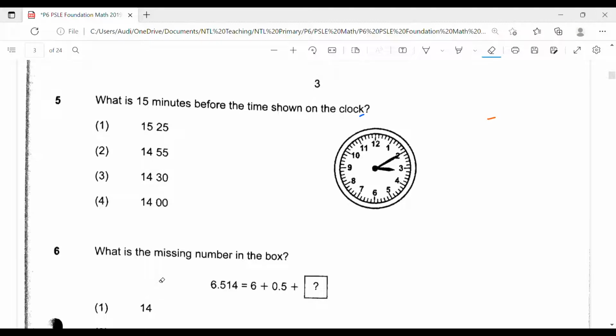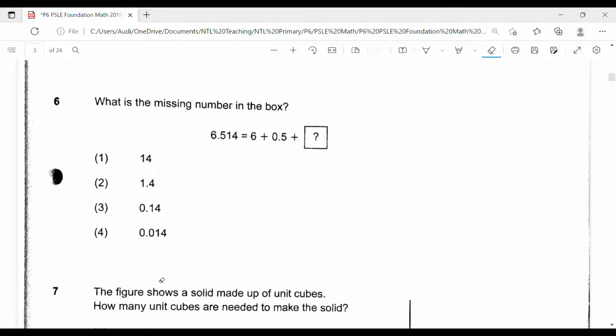All right, question number 6. What is the missing number in the box? So what do we see? We see this number here, and we see this, right? This is similar to 5 equals 4 plus 1. But imagine that you don't know that this is number 1. How do you get number 1? You take 5 minus 4. It gives you 1. So similarly, we're going to do the same here, okay?